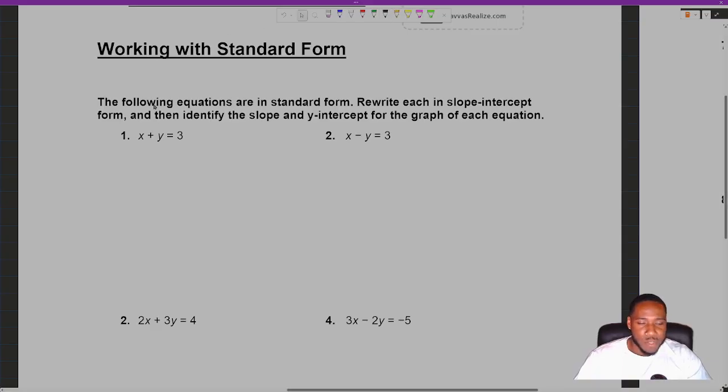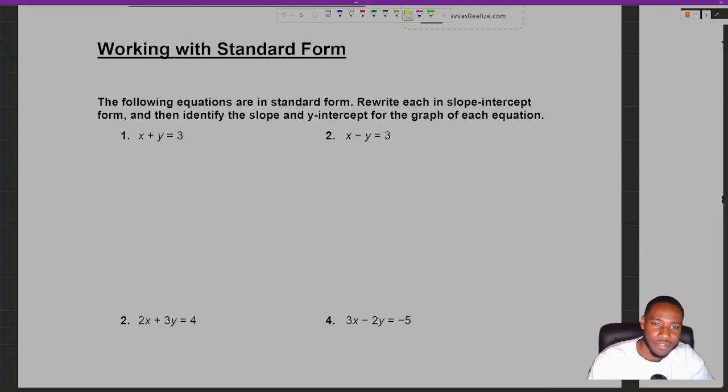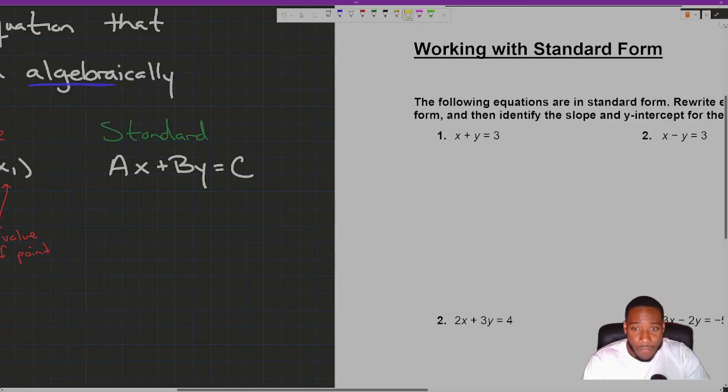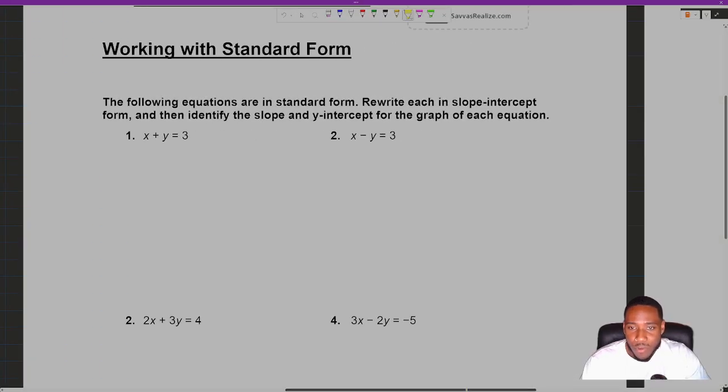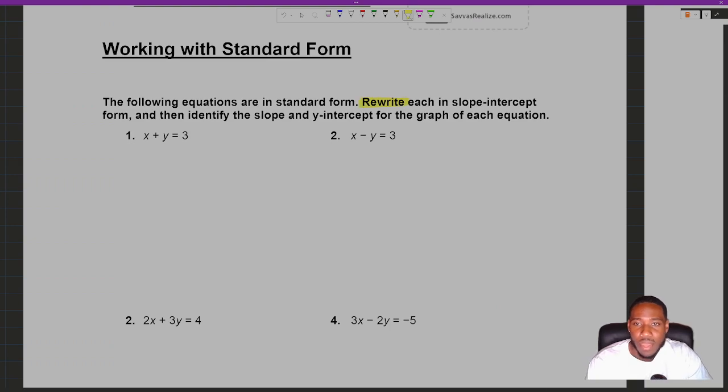And the first ask for this worksheet is, the following equations are in standard form. Rewrite each in slope-intercept form and then identify the slope and y-intercept for the graph of each equation. So that's two parts, and I'll highlight those. First, we've got to rewrite. And then second, we're going to identify the slope and the y-intercept.